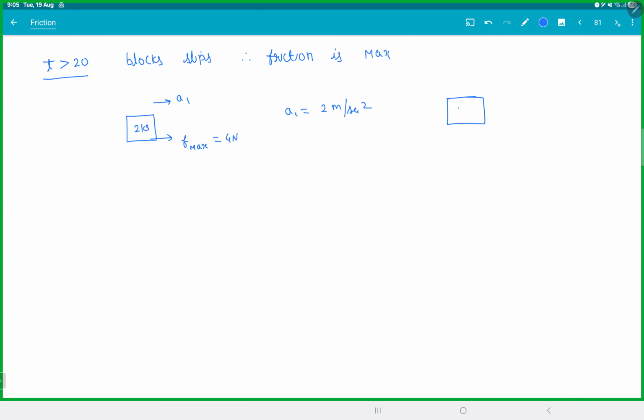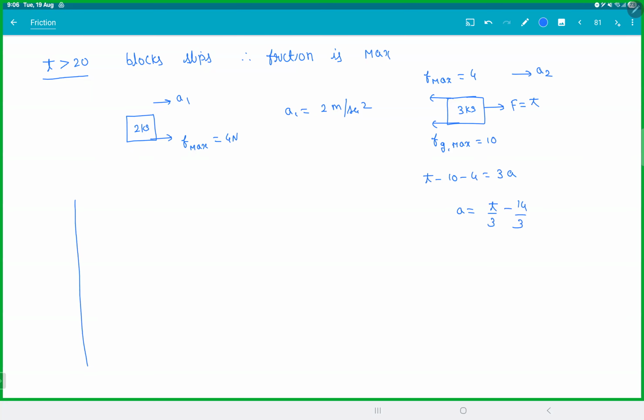And if you take the 3 kg block, this is F is equal to T. And don't forget, there is one more friction on the ground, Fg max, which is 10. And this is also F max, which is backward. This is also 4. This is your A2. So T minus 10 minus 4 is equal to 3A. So acceleration will be T by 3 minus 14 by 3.